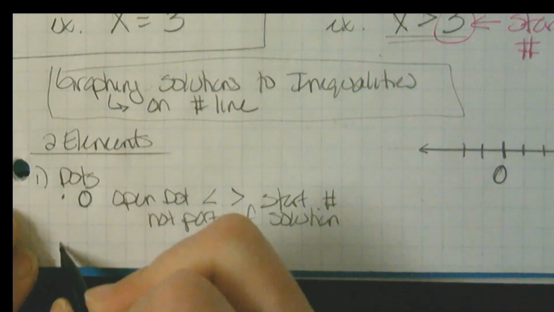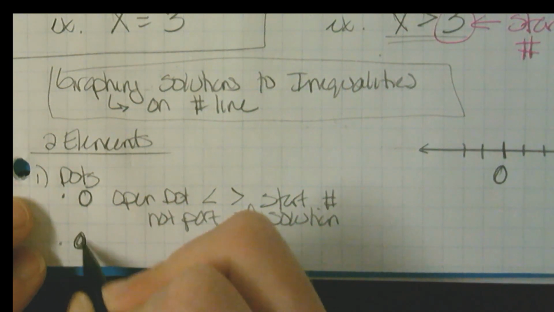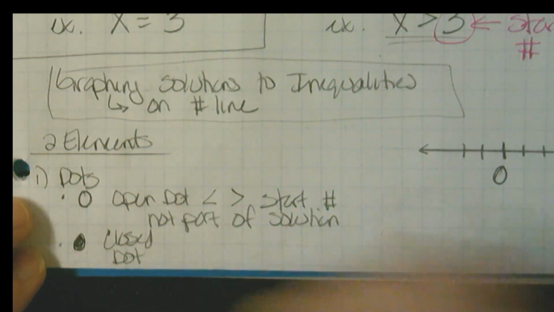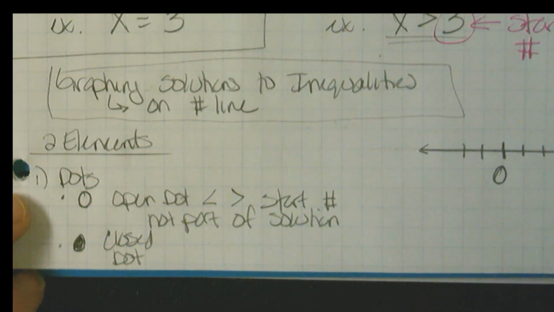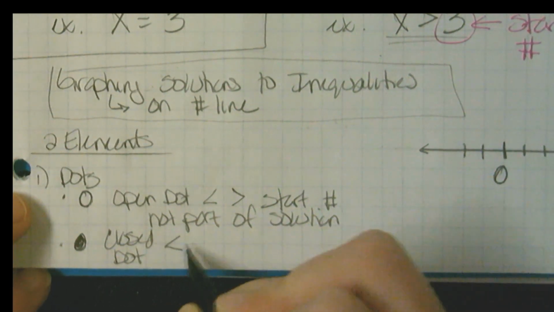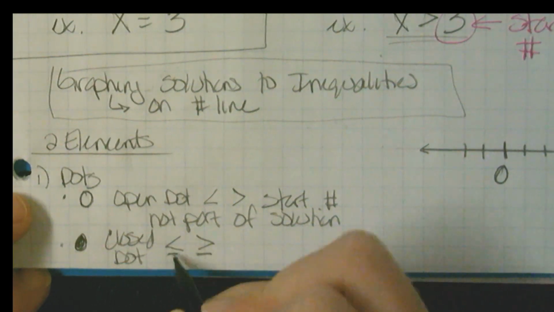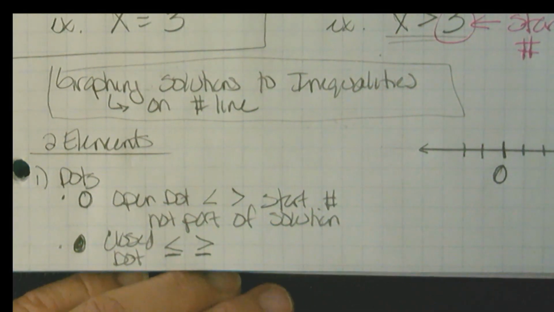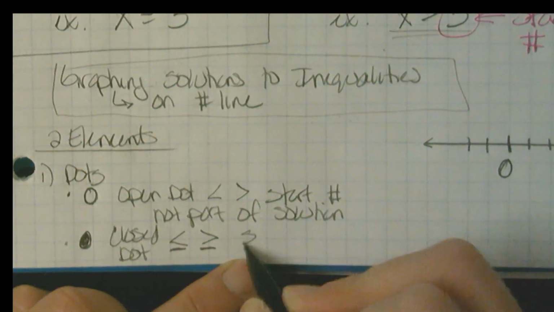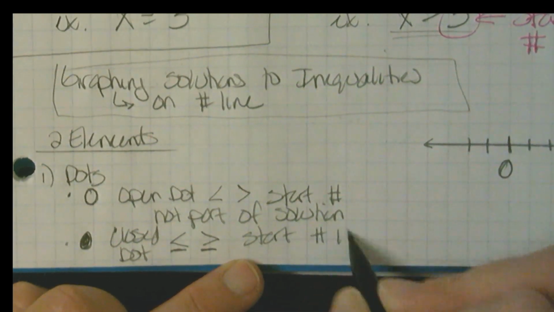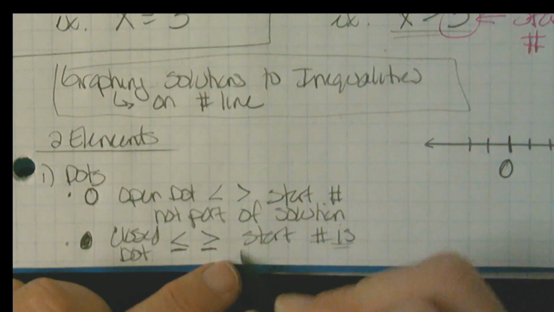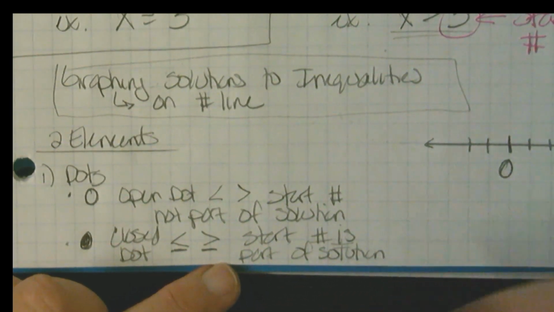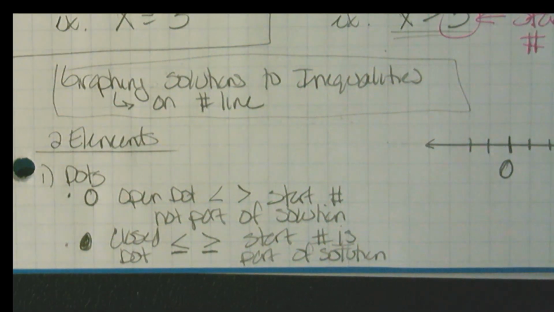The other possibility is a closed dot. This is for a greater than or equal to, or a less than or equal to. Less than or equal to, or greater than or equal to. And this is when our start number is part of the solution, because it's equal to as well.